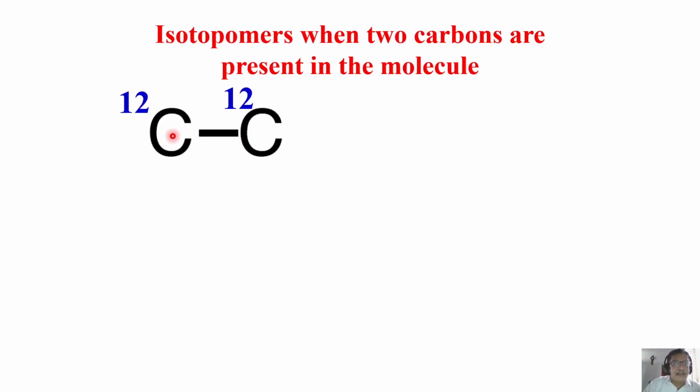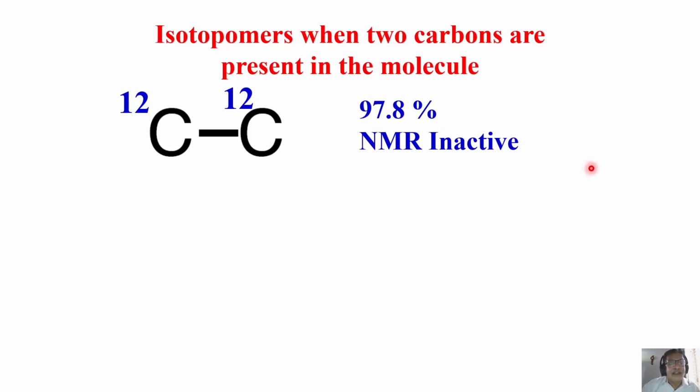There's one possibility. There are two carbons which are bonded. I'm not worried about the complete structure. Just concentrate only on the CC fragment. This carbon can be 12, and this carbon can be 12. What is the probability of that? This is 99%, this is 99%. Together, the probability of both of them being carbon 12 is 98%. NMR inactive. That means if I have 100 molecules present, 98 molecules have both of them carbon 12. It will not give a spectrum at all.